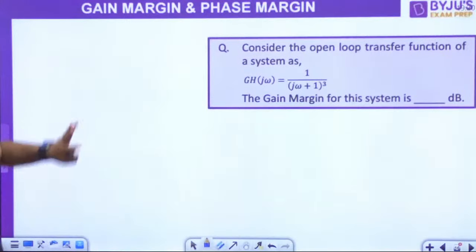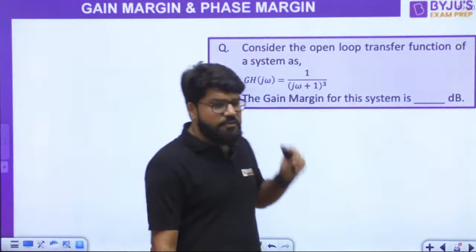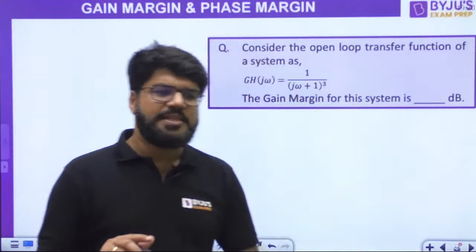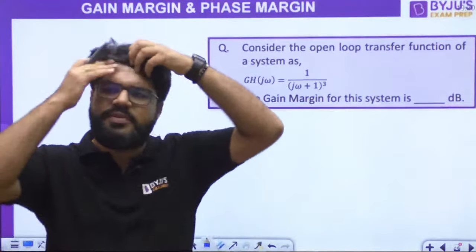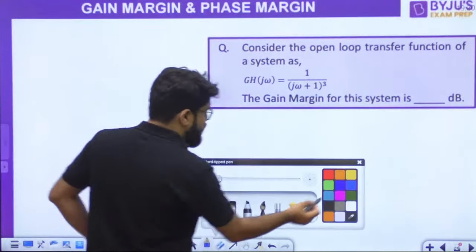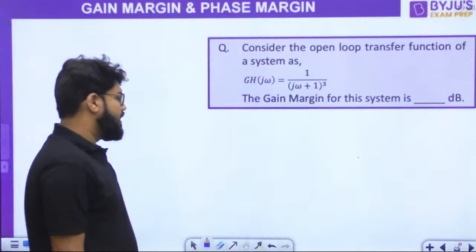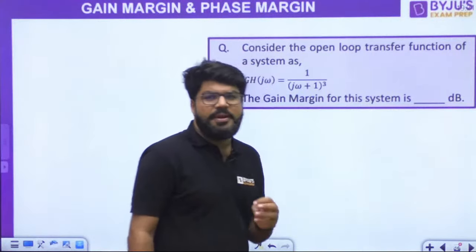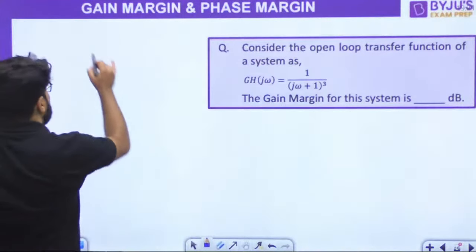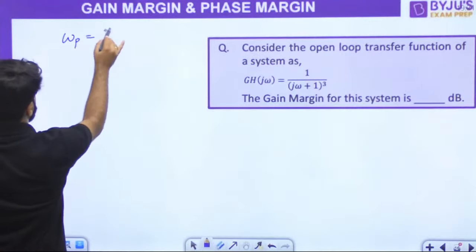Now this is a question where we'll properly use the formula. Is this of the form 1 upon s(1 plus sT1)(1 plus sT2)? No. Given any other G(s)H(s), to find the gain margin or phase margin, we'll apply the basic formulas. So G(j omega) is given to you, 1 upon (j omega plus 1) whole cube, calculate the gain margin. For the gain margin, everybody knows we need the omega p first of all. That is confirmed. So we need to start with omega p.